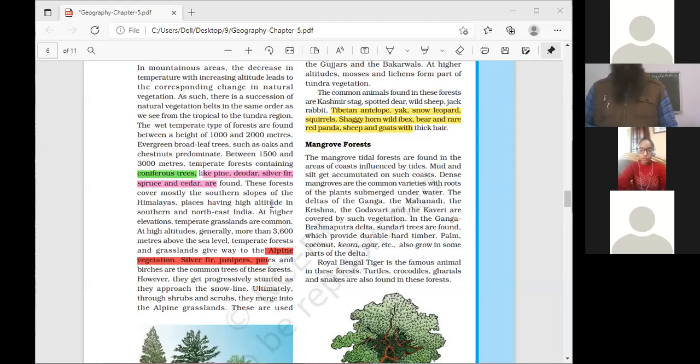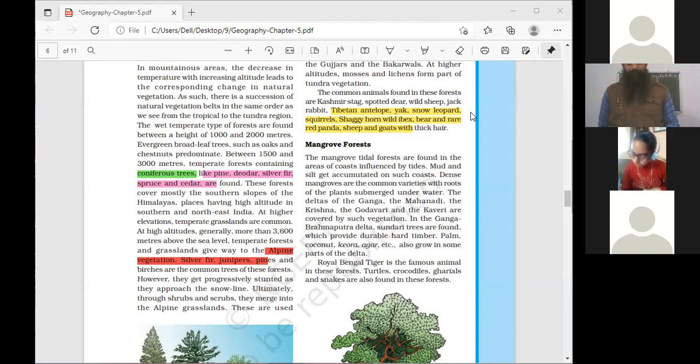So, mangroves grow in deltaic conditions. In deltas, India has five deltas. Five rivers make deltas in India, in the eastern coastal plains. Ganga makes the West Bengal Sundarbans Delta.